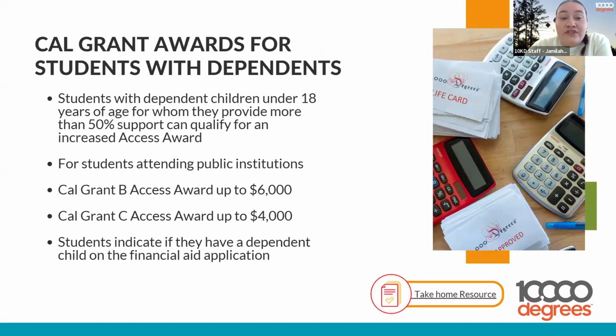So, Cal Grant Awards for students with dependents. If a student has dependent children under 18 years of age and they provide more than 50% support, they can qualify for an increased access award. This is for students attending public institutions. With the Cal Grant B Access Award, they can get up to $6,000, and with the Cal Grant C Access Award, they can get up to $4,000. And students will indicate if they have a dependent child on the financial aid application. And then there's also a take-home resource for you for this.